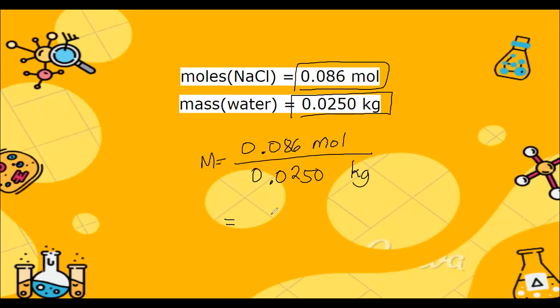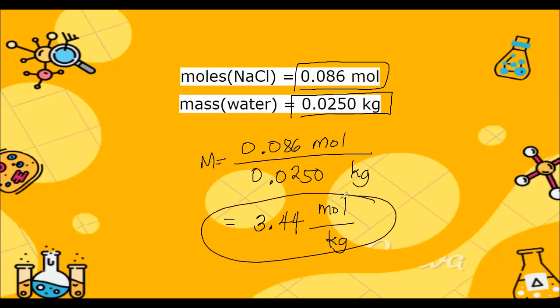So now let us compute. 0.086 mole divided by 0.0250 kilogram. The answer is 3.44 mole per kilogram. So this is the concentration of our solution.